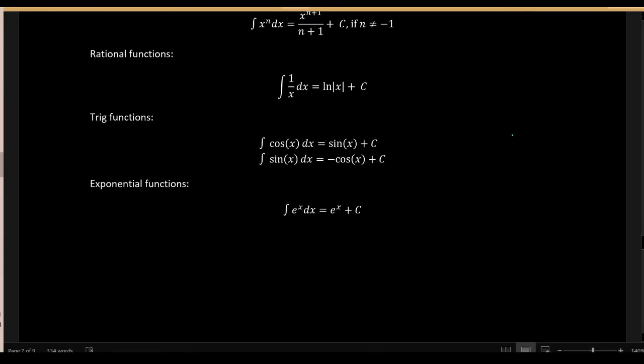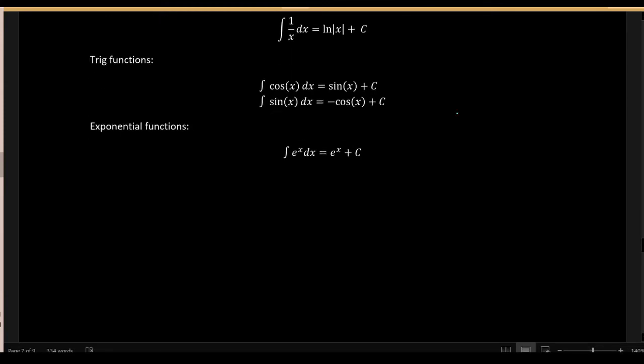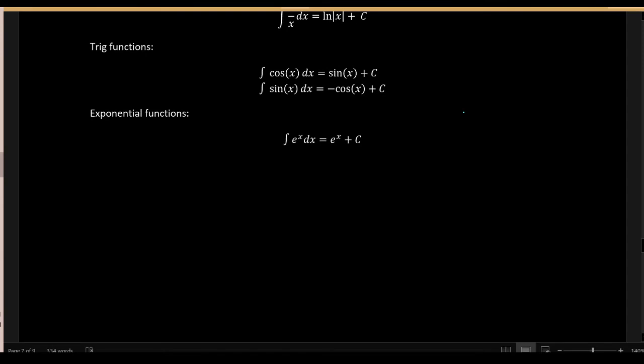The integrals of the trig functions behaved similarly to the derivatives, except the signs behaved in the opposite way. The integral of cos is positive sine. The integral of sine is negative cos. An exponential function is unaffected by antiderivatives, same as for derivatives. Integral of e to the x is equal to e to the x plus c.